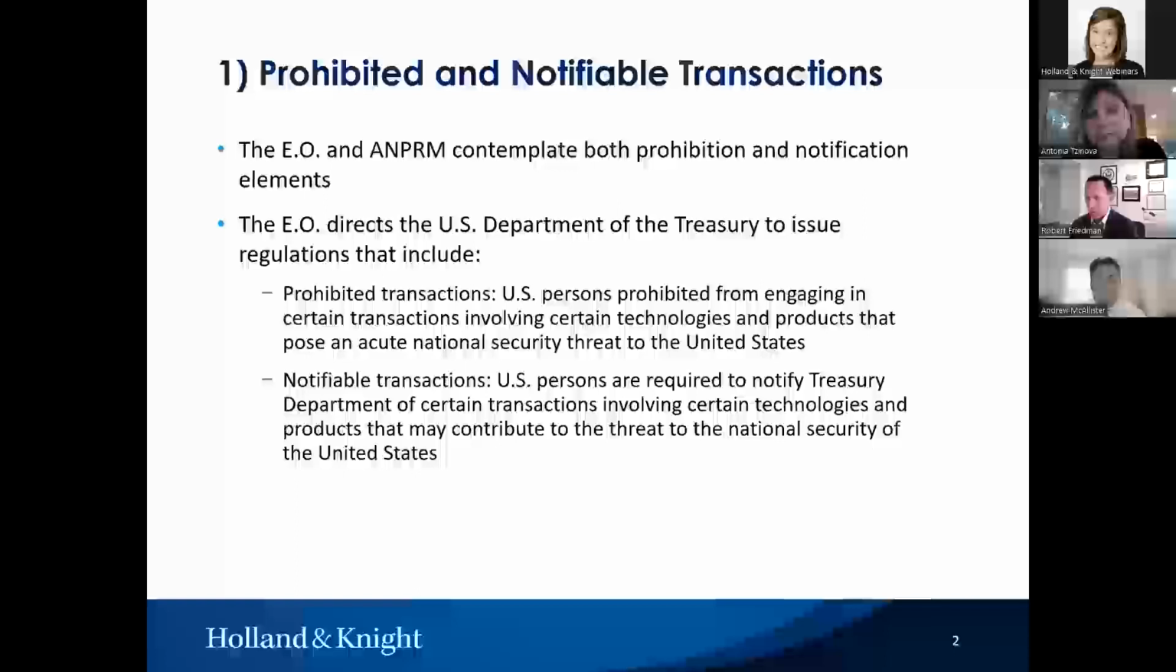So although we do have some time before the final rules will be effective, for transactions that occurred at any point after August the 9th, which was the date of the executive order, going forward, companies need to be mindful of those investments in the event that there's a need to engage with Treasury on those investments. So next, I'll turn it over to Andrew, who's going to talk about some of the covered sectors.